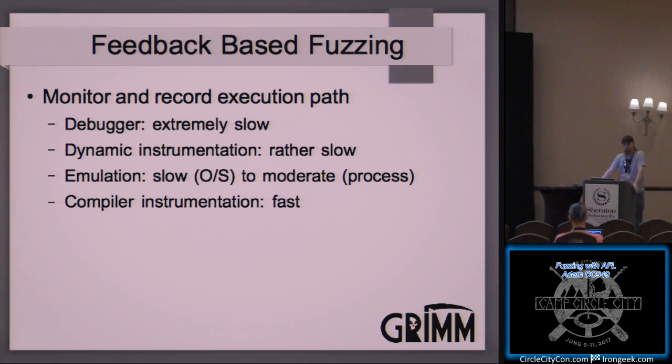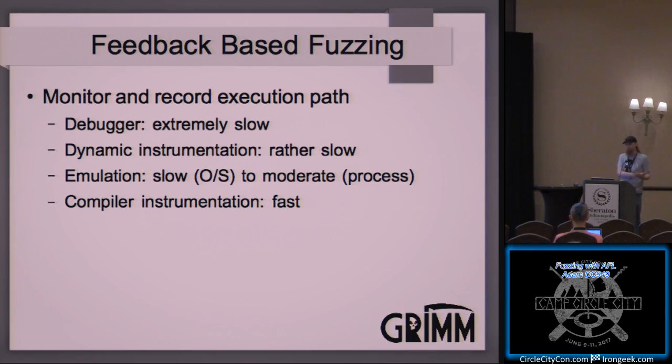And if you're doing process emulation, it's actually not too bad. It's about a 2x slowdown on average, so it'll go half as fast as if you're running the program natively. The last option is compiler instrumentation, which is by far the best option. It's going to be way faster. The overhead varies depending on different internals of the program you're fuzzing, but that's going to be the fastest because you're doing all of the calculations to figure out how to track it offline.